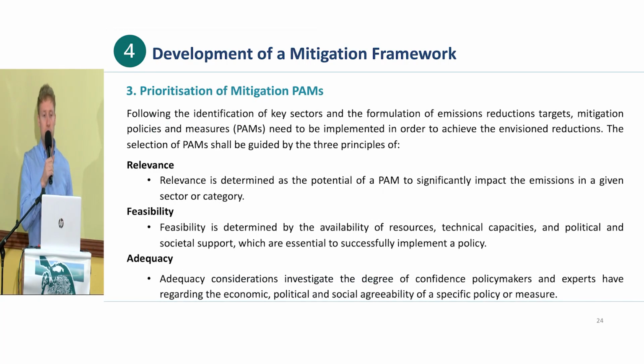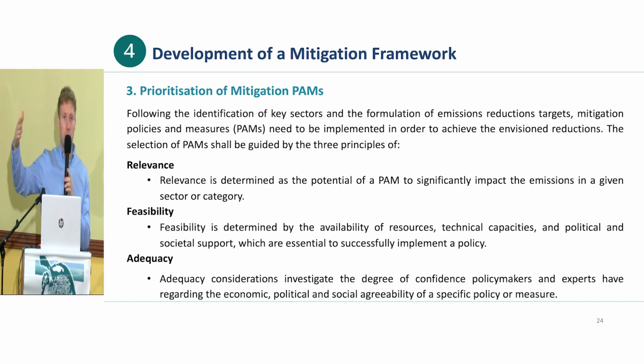Just to elaborate briefly a bit more on that, to prioritize mitigation policies and measures, these are three points we can look at: relevance, feasibility, and adequacy. Relevance is whether the impact is significant enough, right? We need estimations for that. There are ways to estimate, we will not go in depth into this, but there are ways to estimate, of course, a priori before implementation, what the likely impact on emissions will be of a specific policy.